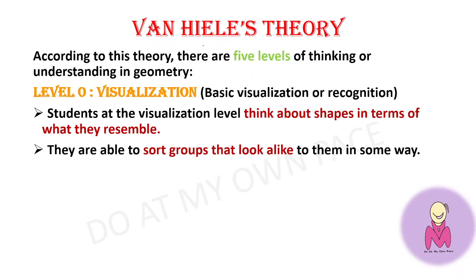So let's know it. According to this theory, there are 5 levels of thinking or understanding in geometry. This theory is not based on age. This is only how one person understands geometry. So it is not based on age. Level 0, visualization. Students at visualization think about shapes in terms of what they resemble. They are able to sort groups that look alike to them in some way.